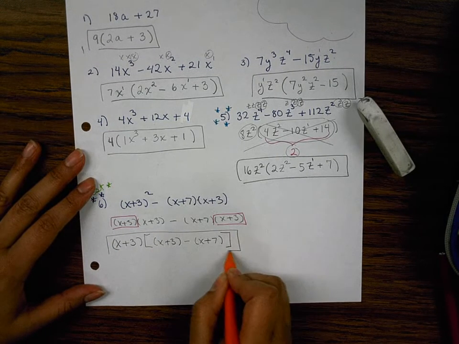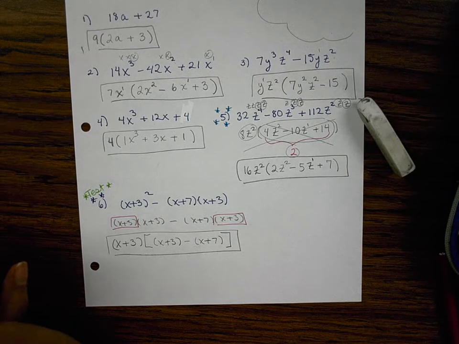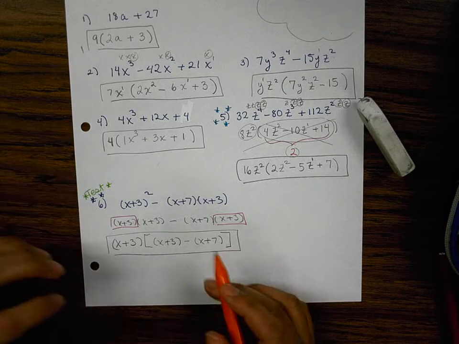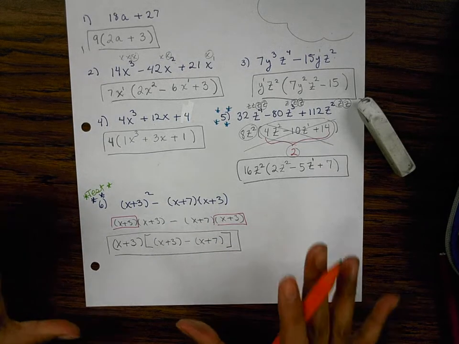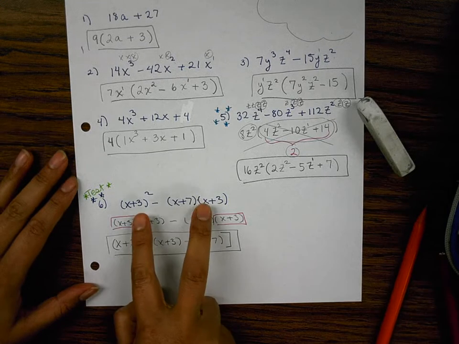I know it looks wonky, it looks funny, or like, what the heck is she doing? That is your answer. That is it for now. When you get to higher level math classes, you can't leave it like this. You'll have to distribute the negative, combine like terms, but for now, that's all we're doing. We're leaving it looking just like this.